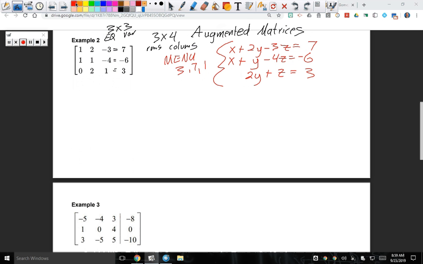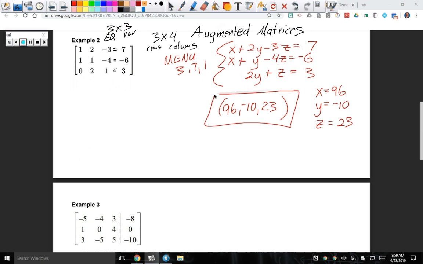Never mind. If we do menu 371, does anyone have those answers? Go ahead, Corbin. X equals 96. Y equals -10. And Z equals 23? Okay, so x is equal to 96. You can write it like this. y is equal to negative 10. And z is equal to 23. And this is the answer as a point per se. And this is as a list.